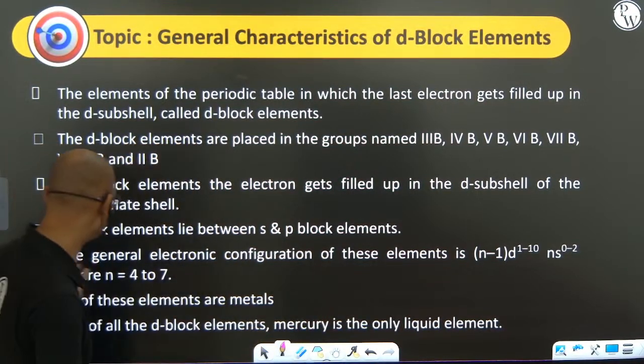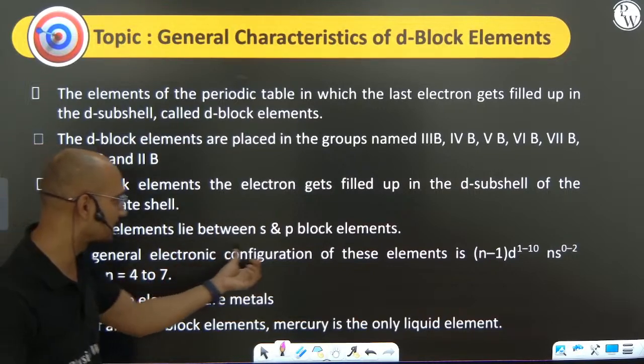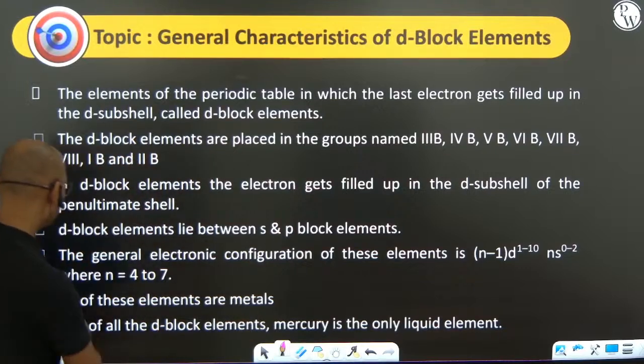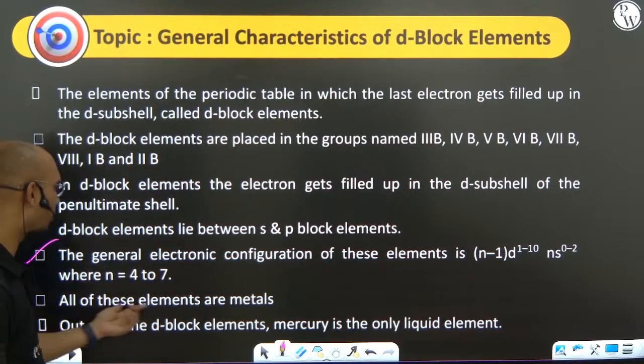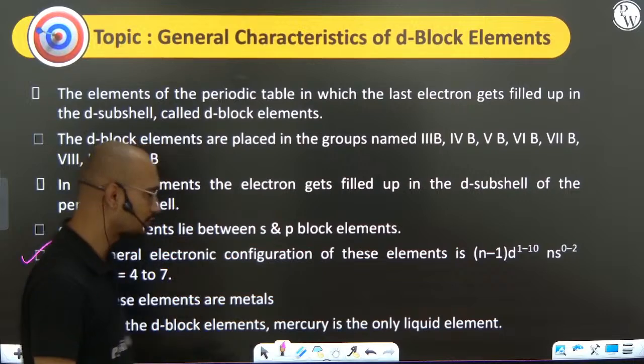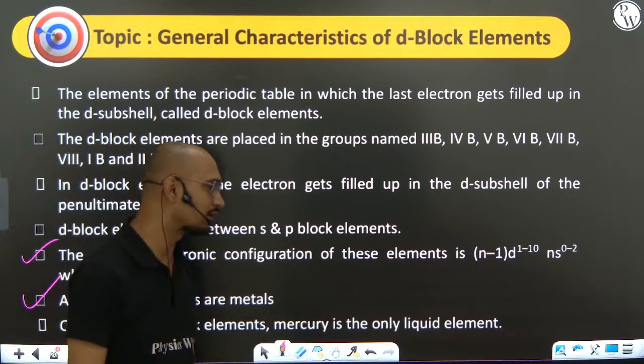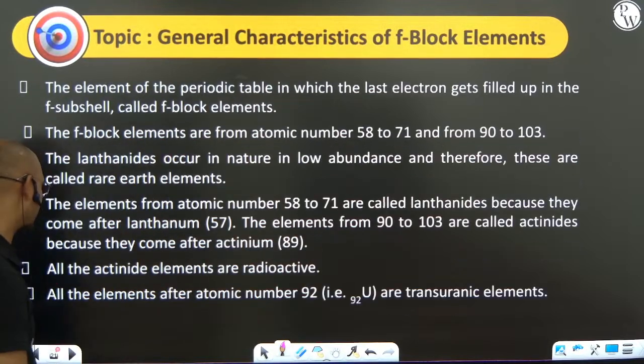We have already seen that. The general electronic configuration of these elements is (n-1)d 1 to 10, ns 0 to 2, where n equals 4 to 7. All of these elements are metals. Everyone knows that. Next, out of all the D block elements, mercury is the only liquid element, we have to keep that in mind.